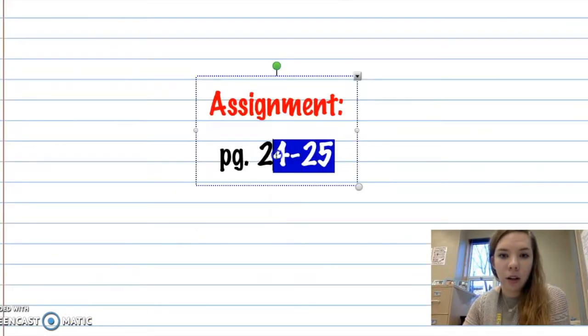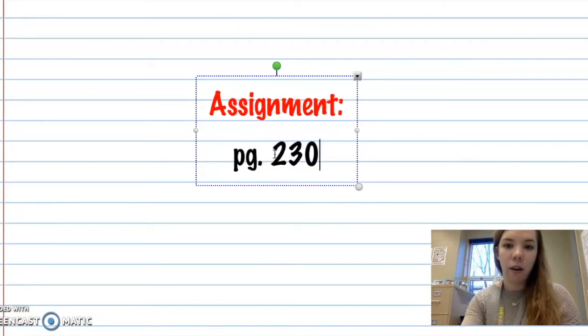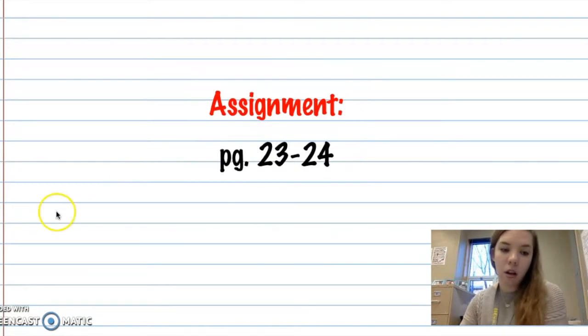I forgot to change this. It's actually 23 through 24. Okay, they both say worksheet 3 at the top.